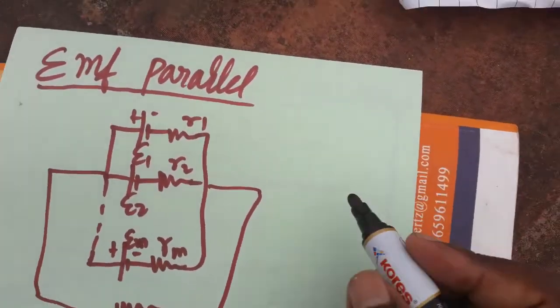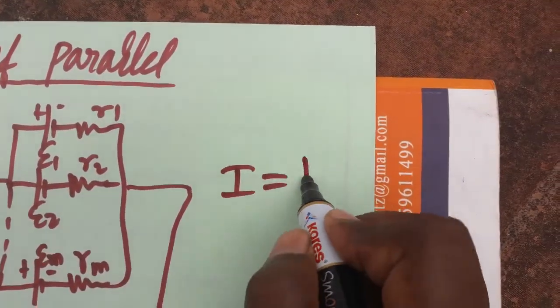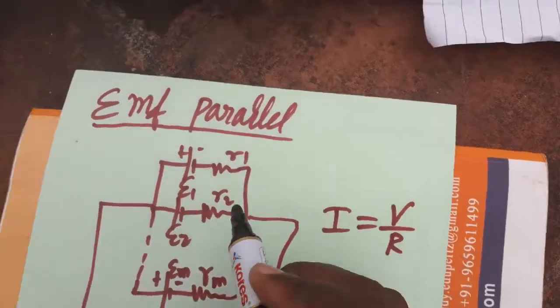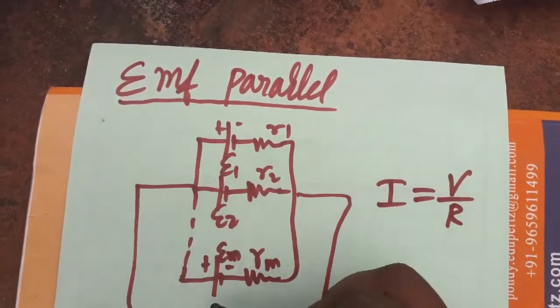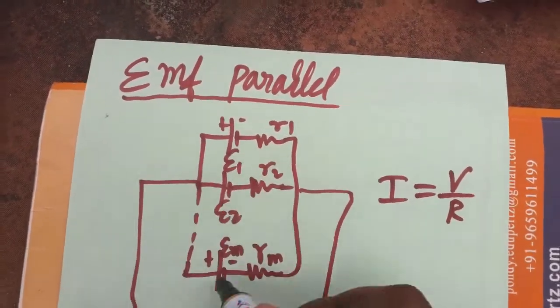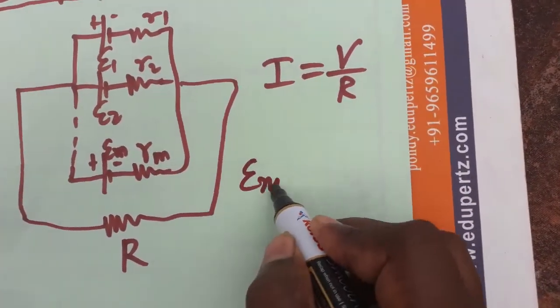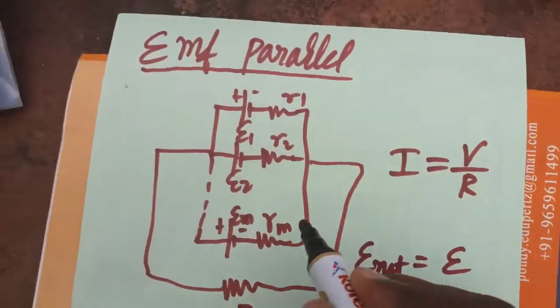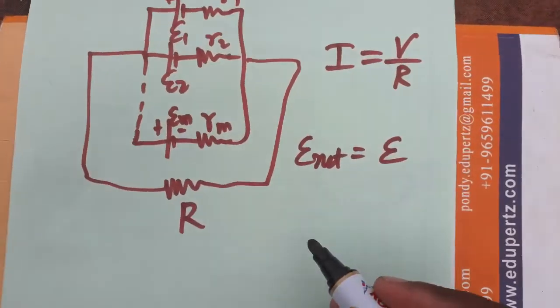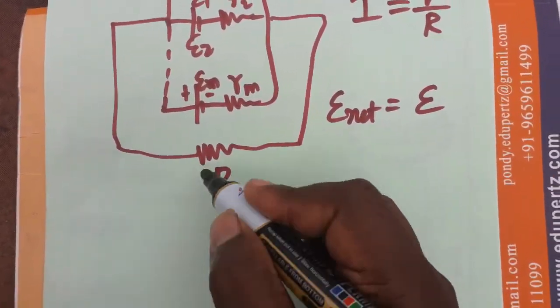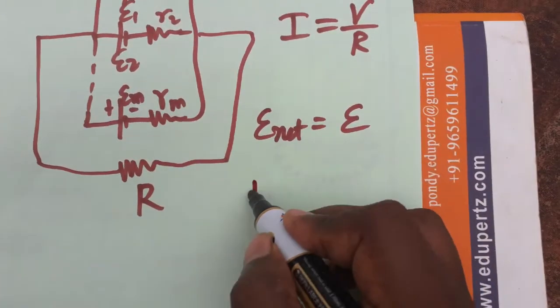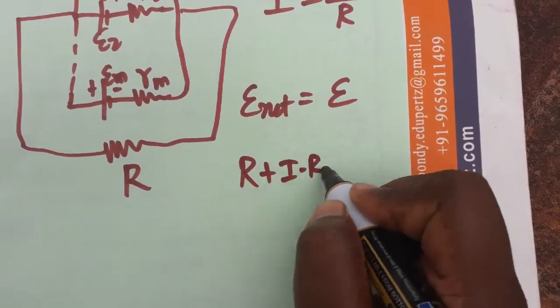Now, as we know from Ohm's law, I is equal to V by R. In parallel, the voltage is constant, and all EMFs are identical, so the total EMF, E net, is just the EMF, because in parallel it is constant. The external resistance is capital R. What about the internal resistance? External resistance plus internal resistance is the total resistance.